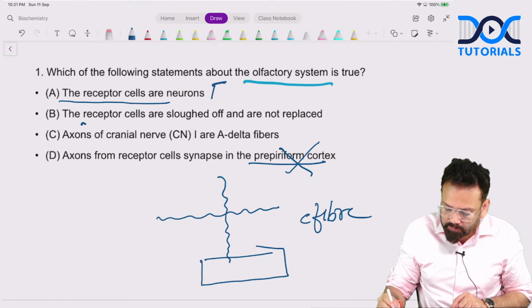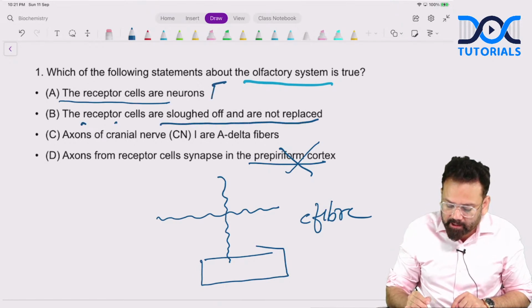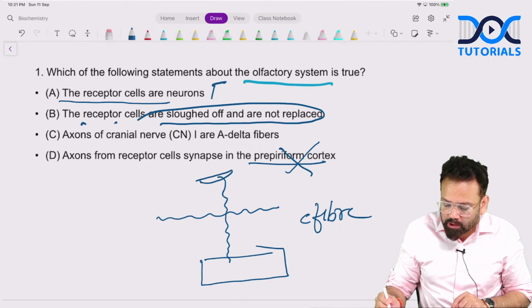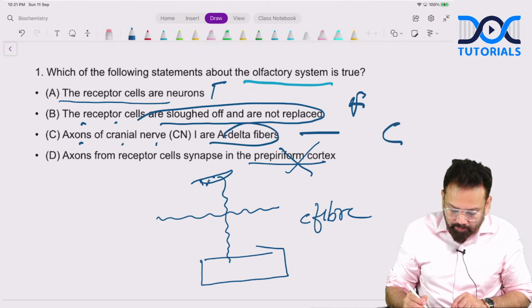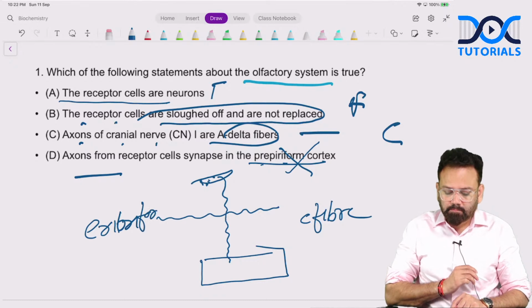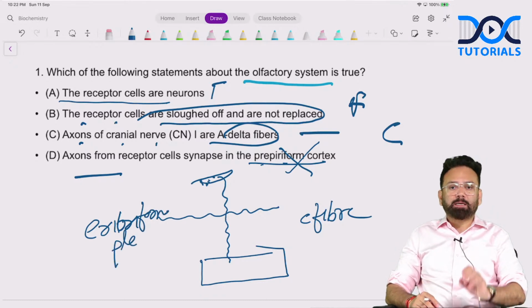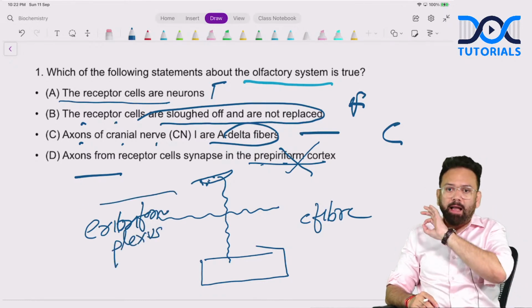It is false. Axon of cranial nerve or A delta? No, they are C fibers. They cross the prepiriform plexus? No, they cross the cribriform plate. So answer is A. Receptors are neurons. Absolutely correct.